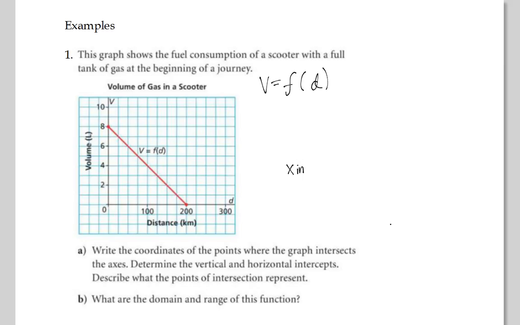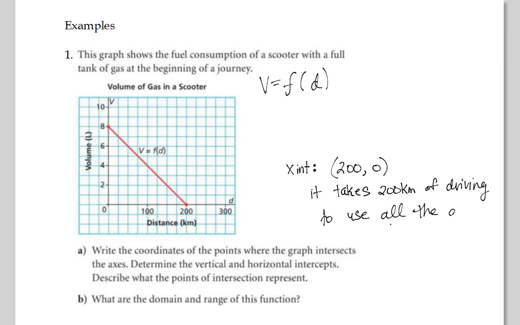All right. So the x-intercept, where is it? 200, comma, 0. What does that mean? It takes 200 kilometers of driving to use all the gas. Do you agree with that?